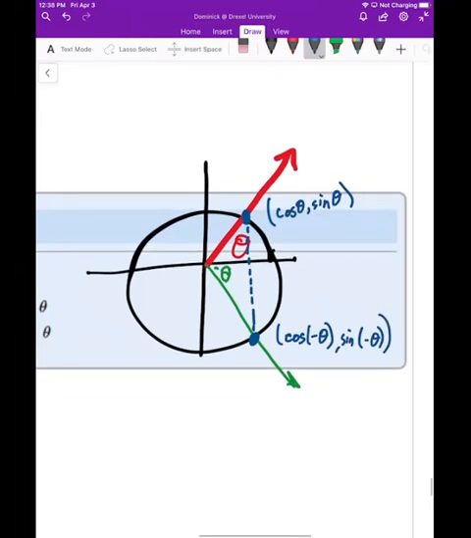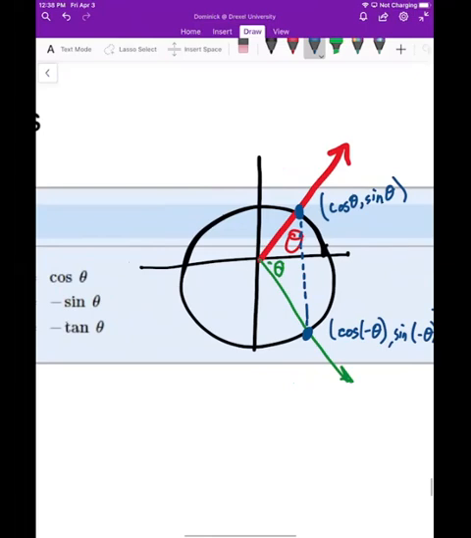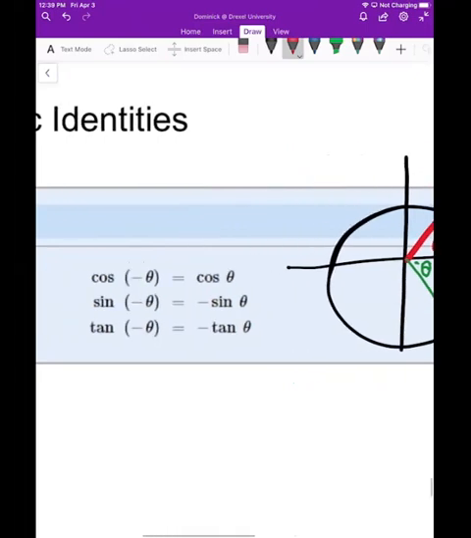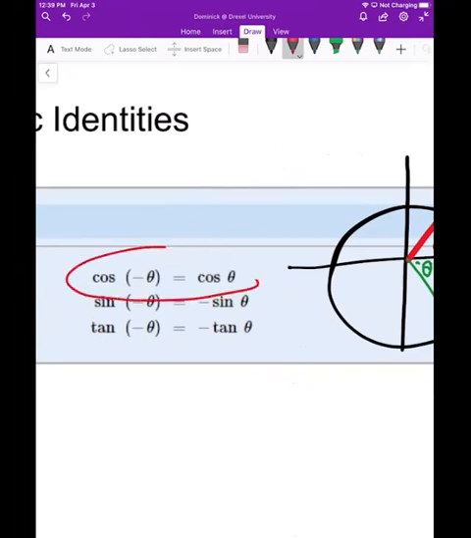Well, of course, what's the relationship between these? The relationship for the cosine anyway is that these are the same x value, right? So these are equal. And that's what you're seeing here. If you have cosine of the negative angle, that's the same thing as cosine of the positive angle. The x value is not going to change, right?